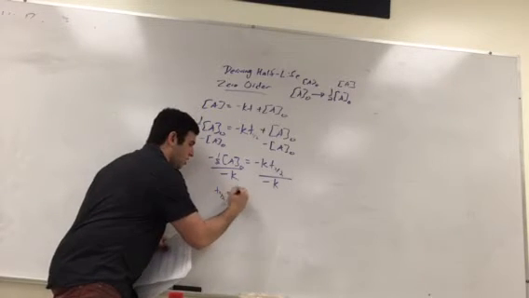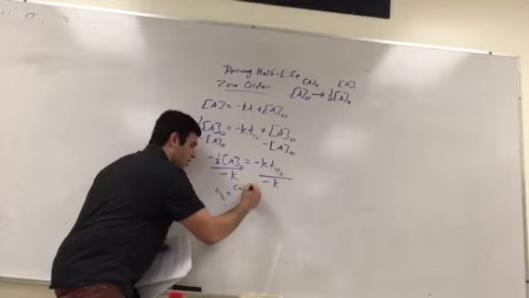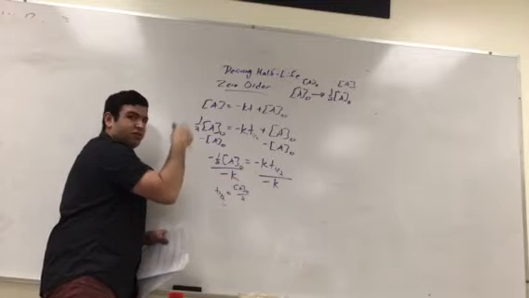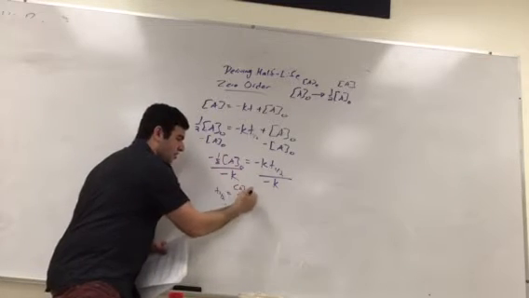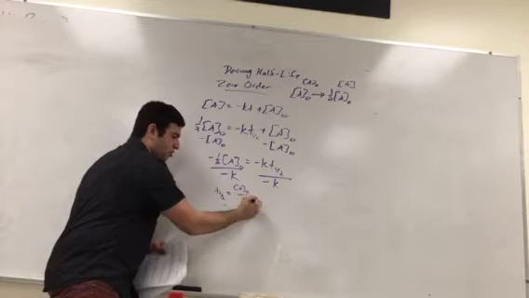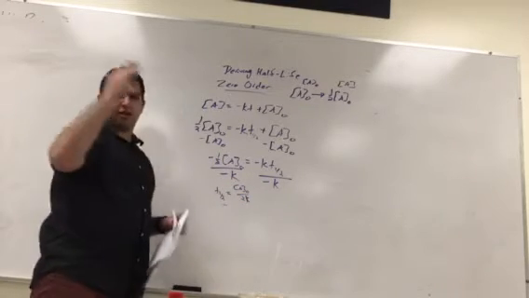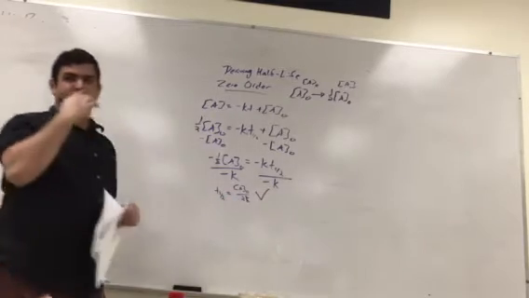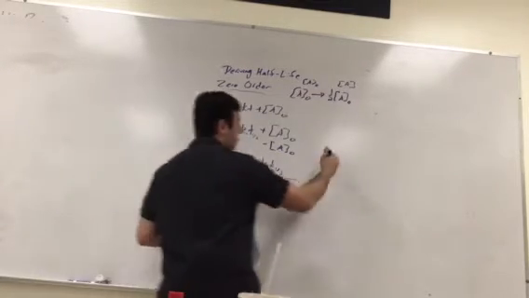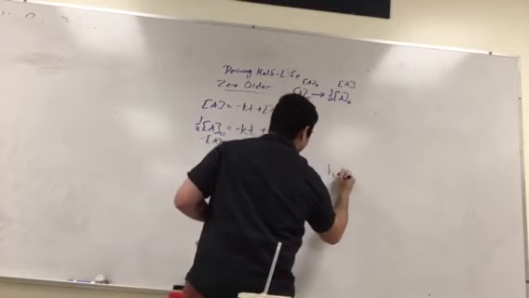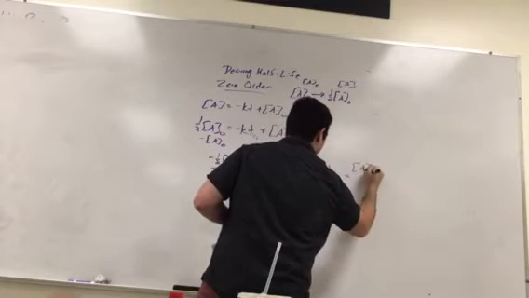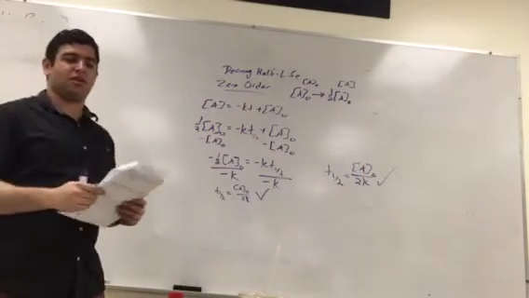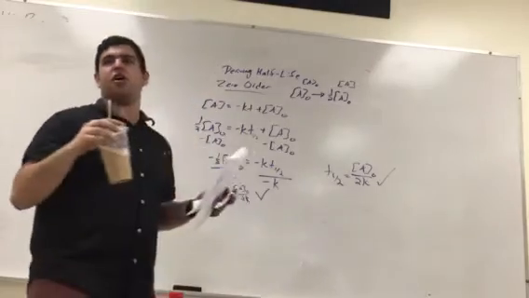I should get T 1/2 equals 1/2 A naught, which is A naught over 2, right? Then the negatives cancel out, and I put it over K. If you look at the first thing I drew, this is the equation for half-life for a zero order reaction. Let me write it here. That makes sense?